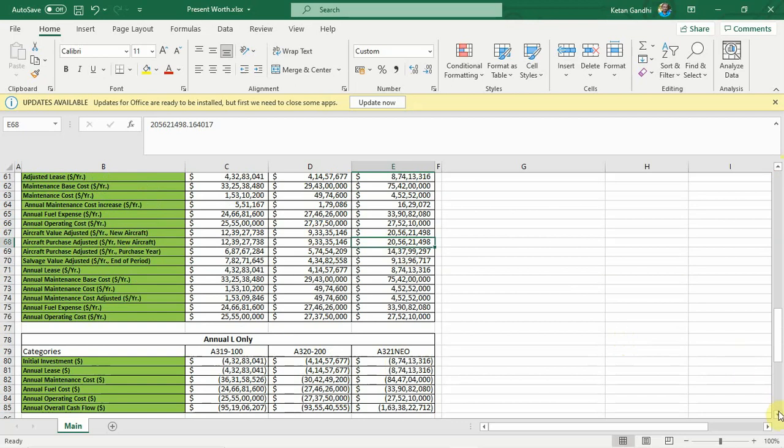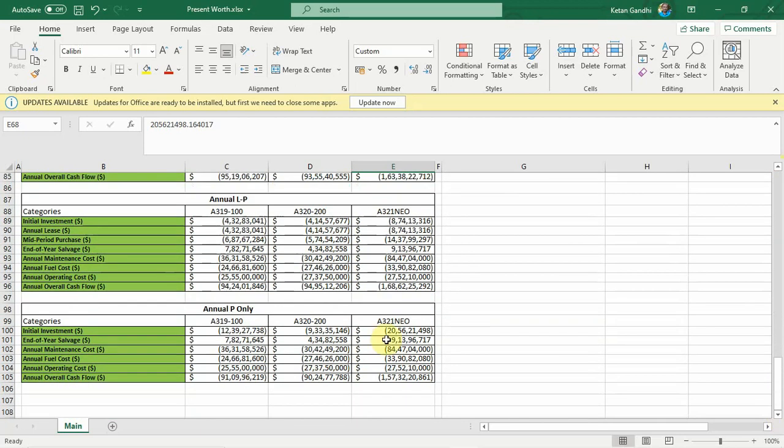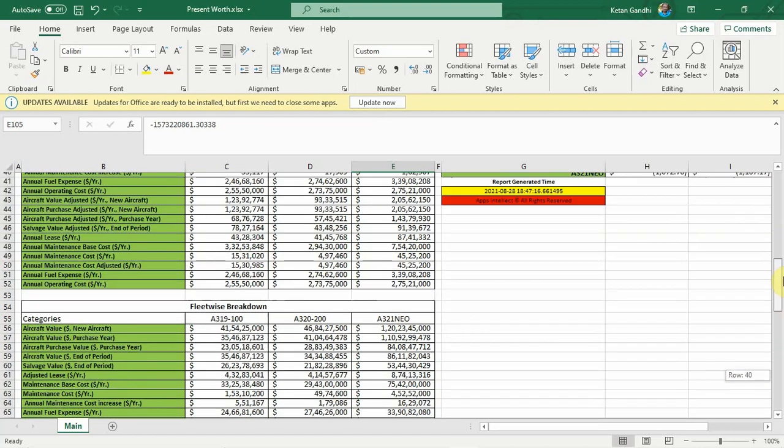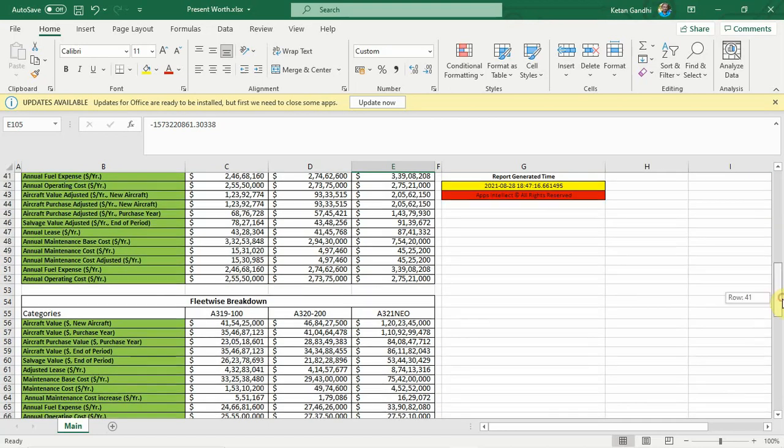So this was calculated already and it's coming there, as this scenario is a bit different from the other lease and the lease and purchase. Then the end of the year salvage calculation, and the same with the annual maintenance cost, and then the annual fuel cost, annual operating cost, and the overall annual cash flow. So these are calculated based on these formulas, and then look at this, these are the three sub scenarios which we looked at.